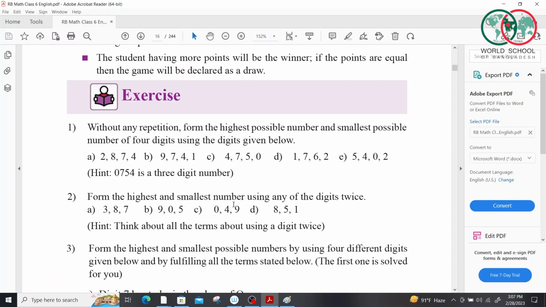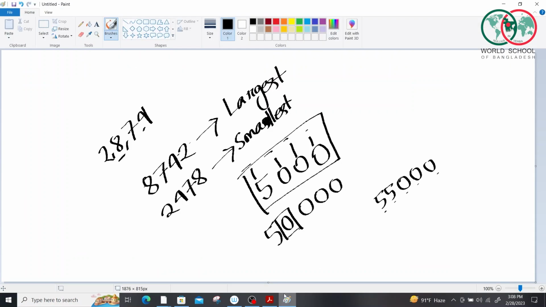Form the highest and the smallest number using any of the digits twice. So in the first exercise we were asked not to repeat digits, but in the second we are asked to find the highest and lowest number using any of the digits twice. That means we can use any one digit twice, not every digit. So let's do the 8. So 2 is 387. So 387.